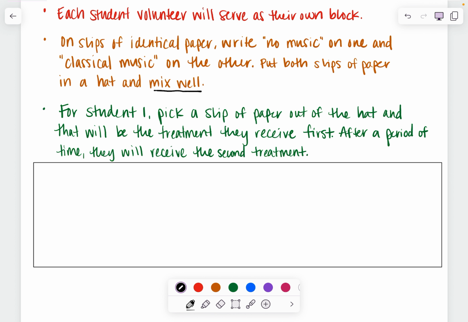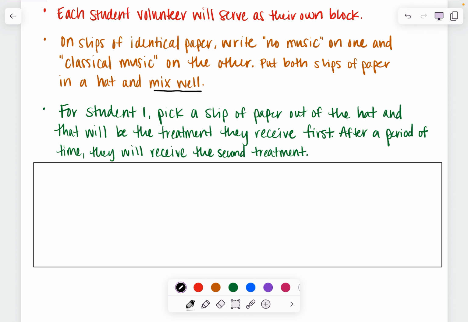For student one, because again, in most of these methods, you only have to describe one experimental block, which is what we did in the last question. We did colors. Now I'm just going to focus on student one. Pick a slip of paper out of the hat, and that will be the treatment they receive first. So whenever you're doing matched pairs design, because the person is essentially doing the same thing twice, you have to randomize the order that they get them in. So I picked out a paper. I'm randomizing which one they get first. After a period of time, they're going to get the second treatment.